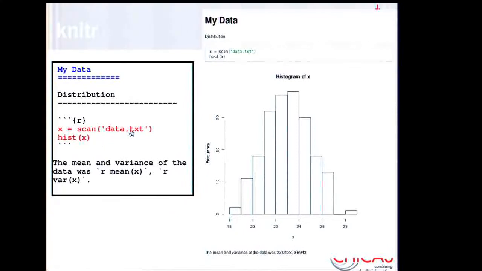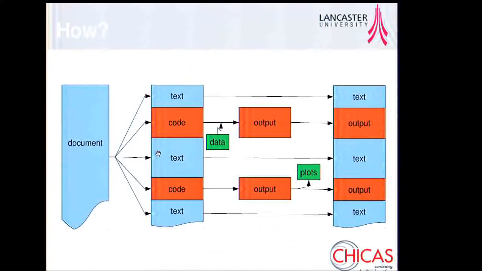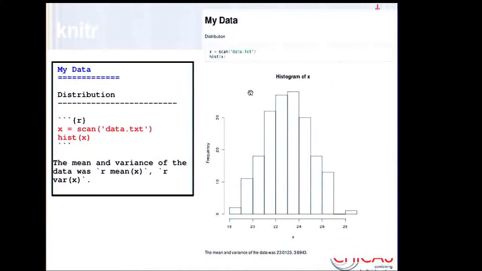This just reads in a data file and draws a histogram, and then I write a little summary saying that was the mean and that was the variance. And I process that using knitr, and it comes out as a PDF document if I want that, which shows my code, shows my histogram. Then the boss comes along, and I get the mean and variance down there.